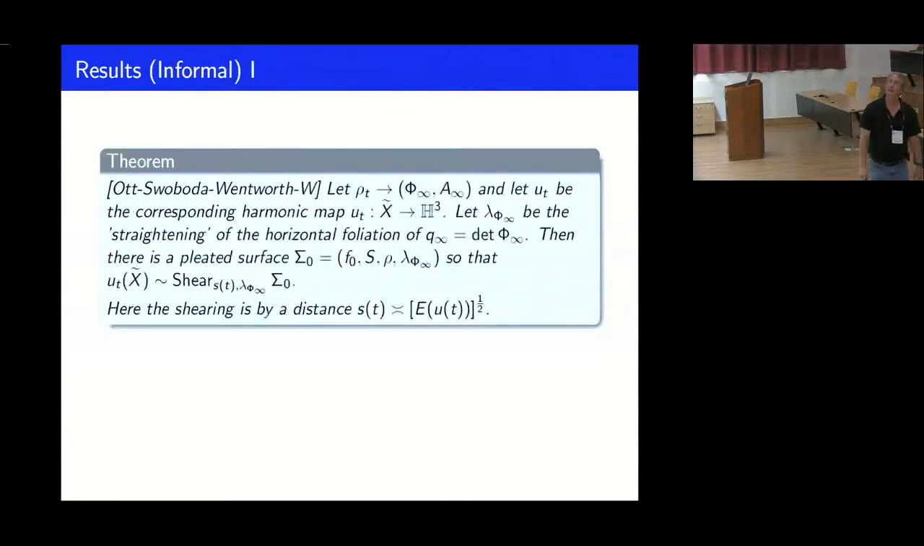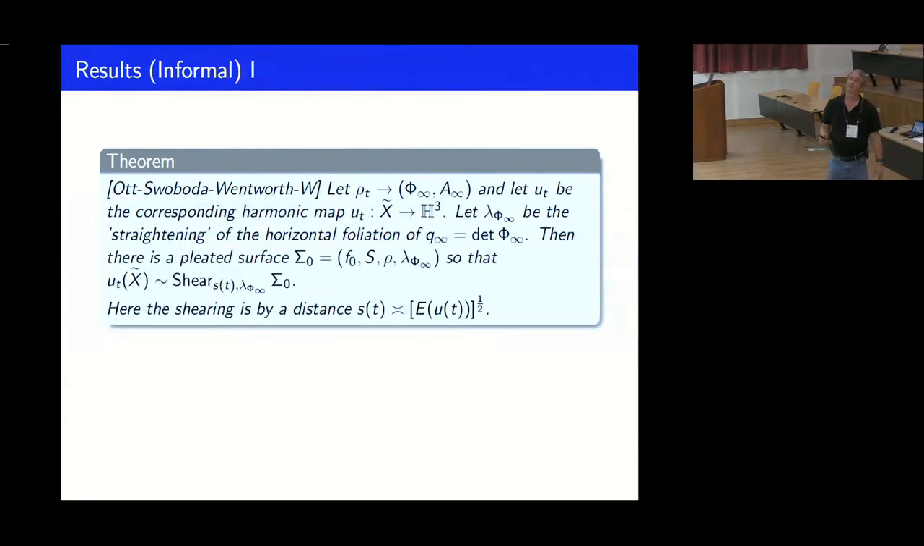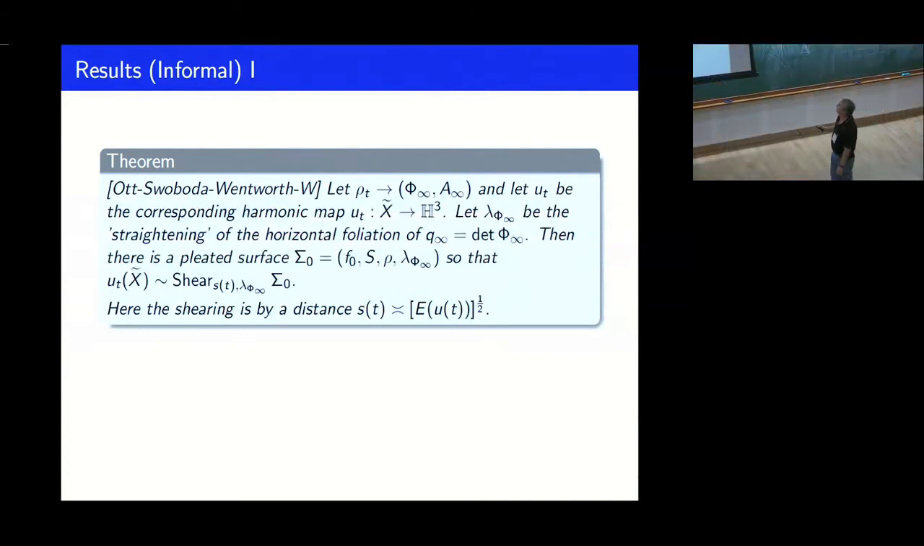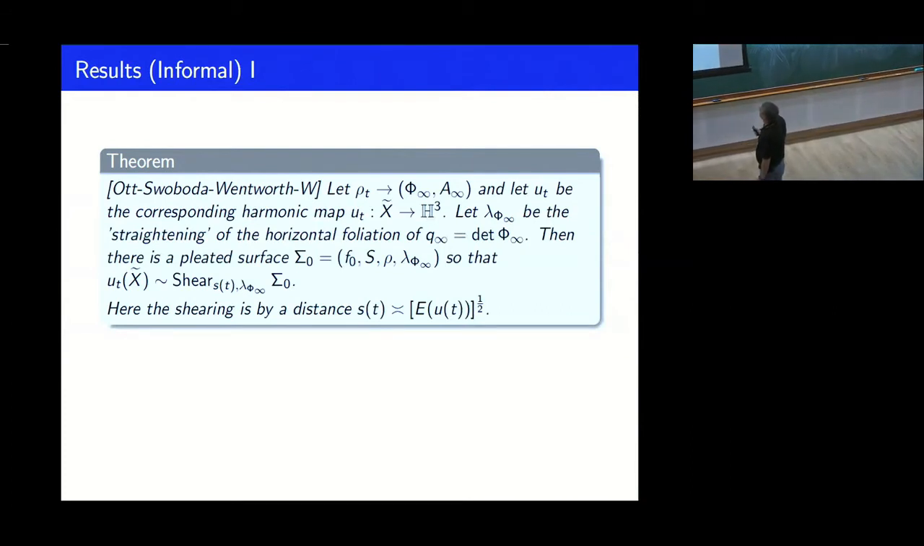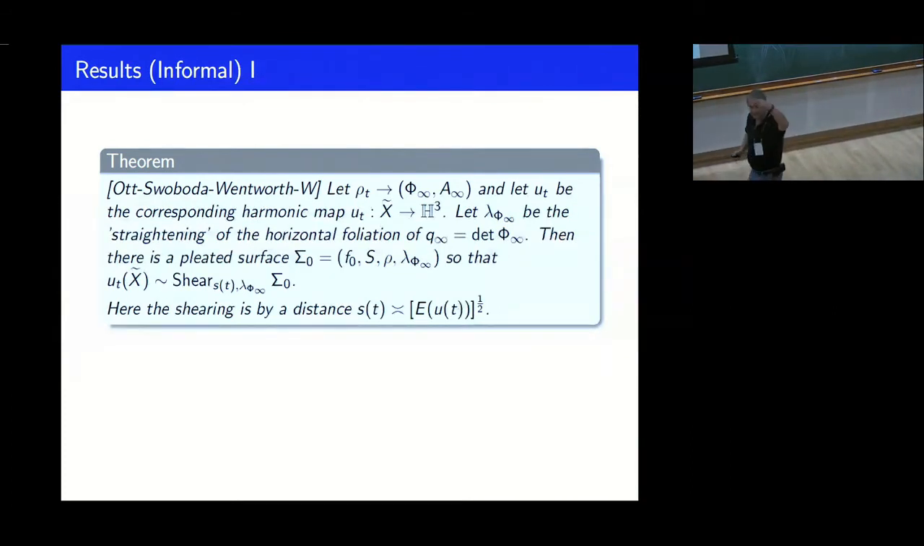Here's our first theorem. Take a family of representations going to infinity, heading towards one of these Mazzeo-Swoboda-Weiss-Witt limiting configurations. If I have a family of representations, I get a family of harmonic maps to SL2C mod SU2, which I'm going to call hyperbolic 3-space. Remember, we're heading to phi infinity, a limiting point in one of these tori over the sphere of differentials. So there's an underlying phi infinity. Look at its quadratic differential, the determinant. Straighten the horizontal foliation to get a measured lamination. And then there is some pleated surface.